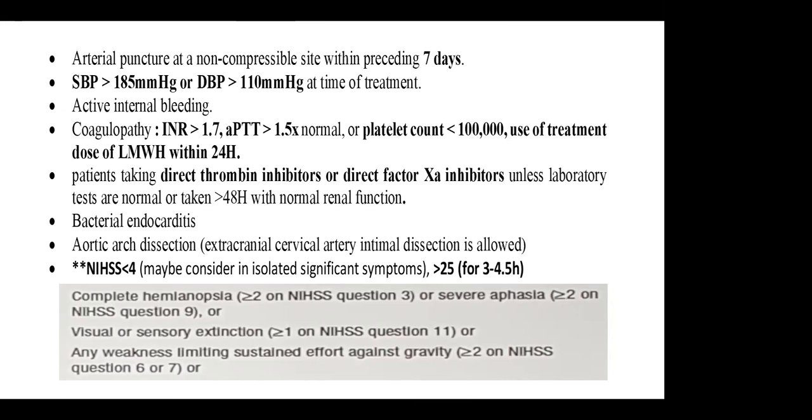And any active internal bleeding, coagulopathy of INR more than 1.7, APTT of more than 1.5 times normal, or platelet count of less than 100,000, or the use of low molecular weight heparin within 24 hours. Or if the patient is taking any DOACs, then we need to consider that as well. And bacterial endocarditis, any aortic arch dissection, or NIH score of less than 4 may be considered in isolated significant symptoms.